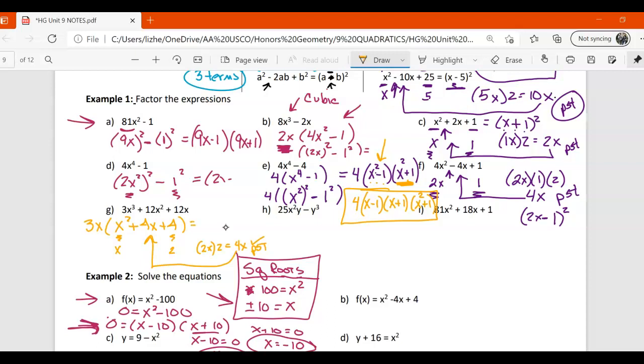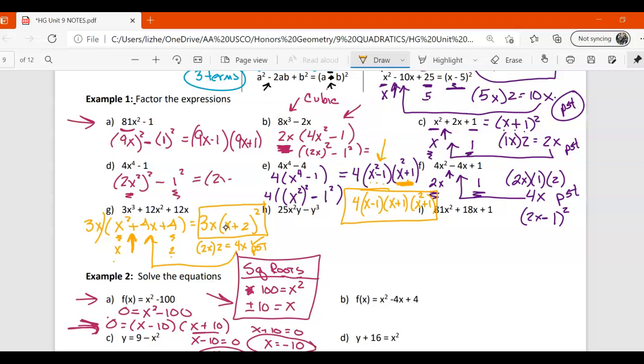First thing, don't forget your 3x. So I have 3x times... x, put a 2 over here, you're going to square it, and this sign right there tells you it's a plus sign. And there it is, factored. It's in factored form.